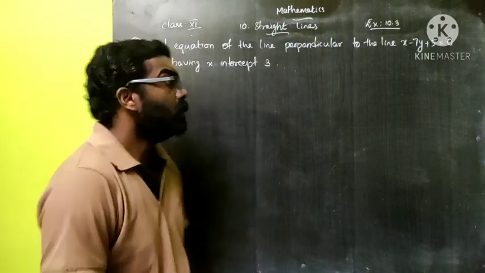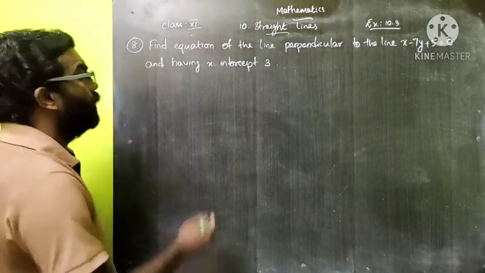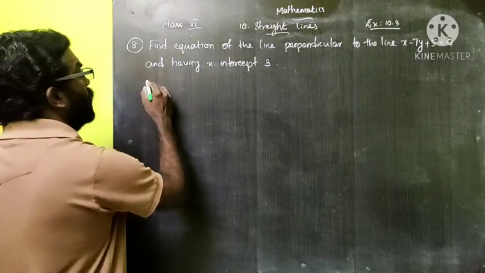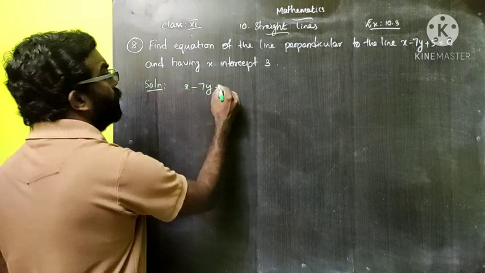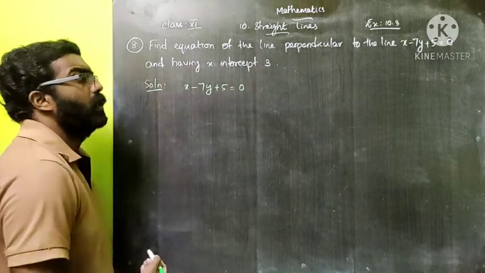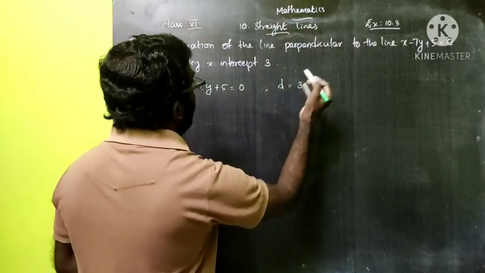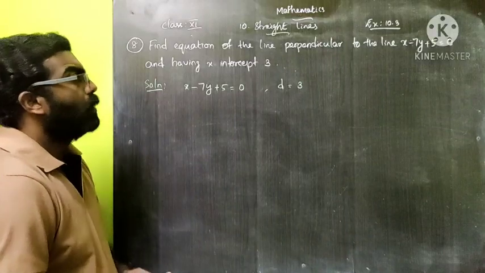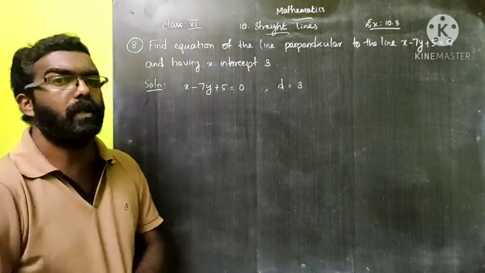Here the next question is, find the equation of the line perpendicular to the line x minus 7y plus 5 equal to 0 and having x-intercept 3. The x-intercept we denote by small d, it is 3. Okay. So the given equation is x minus 7y plus 5 is equal to 0.